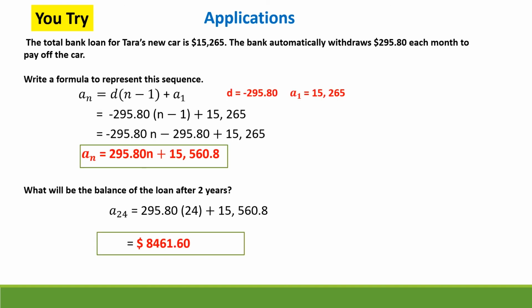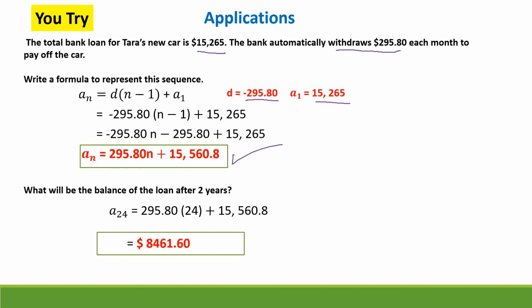All right, so let's check your answers here. Hopefully you got them correct. Our common difference is negative $295.80. Why is it negative? Because Tara is withdrawing $295. The initial value, or the first term, is the $15,265 because that is the original bank loan. And so our formula is here, so hopefully you got that correct.